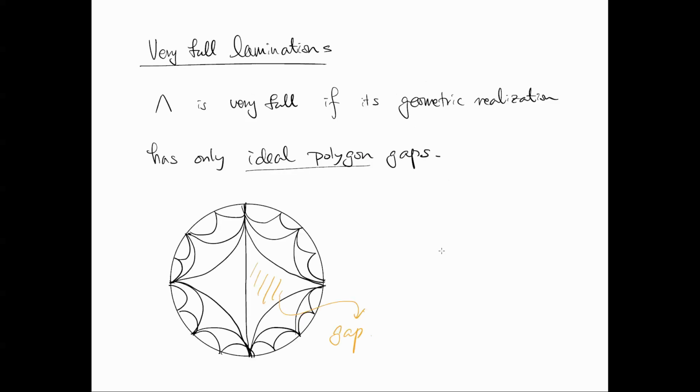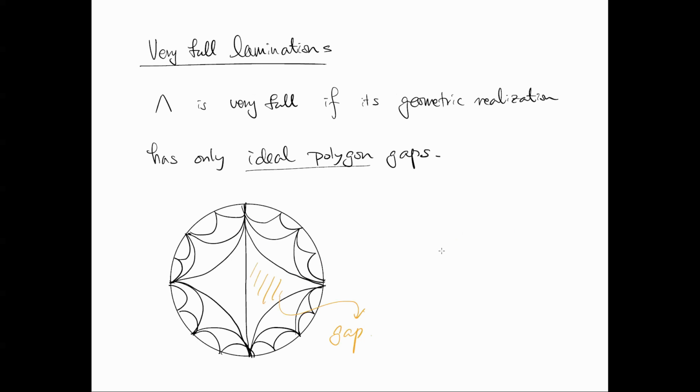All right, so among those laminations, there are particularly useful laminations. This is a class of laminations called very full laminations. So lambda is very full if its geometric realization has only ideal polygon gaps. Whenever I say ideal polygon, I mean the ones with only finitely many sides, like ideal triangle, ideal quadrilateral, ideal pentagon, things like that. So this is one example.